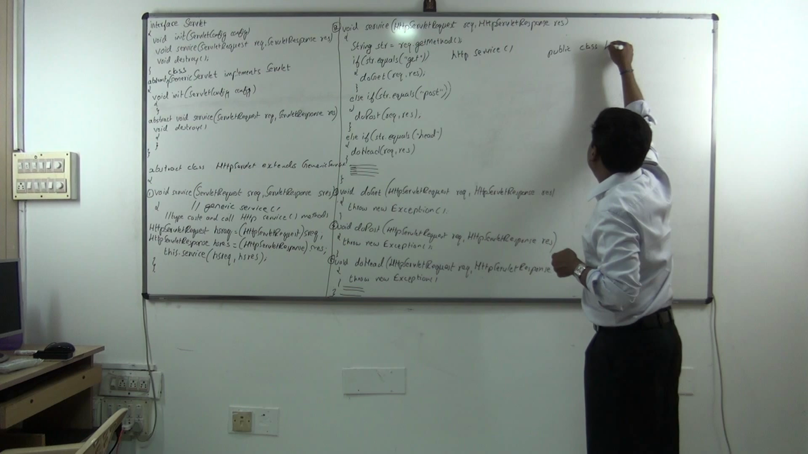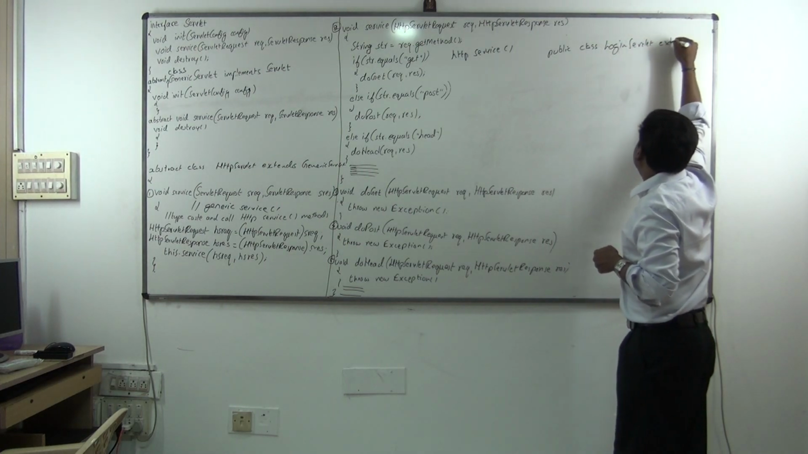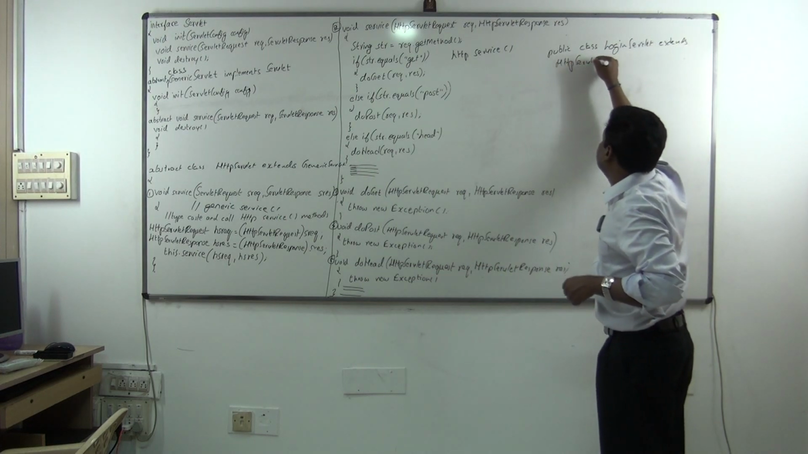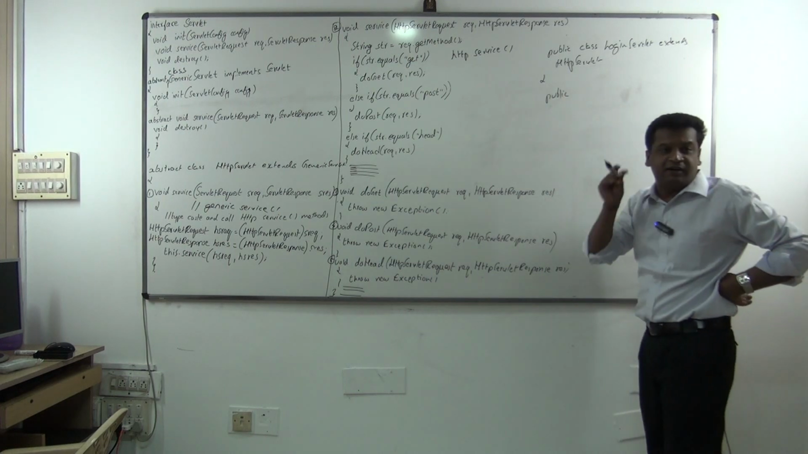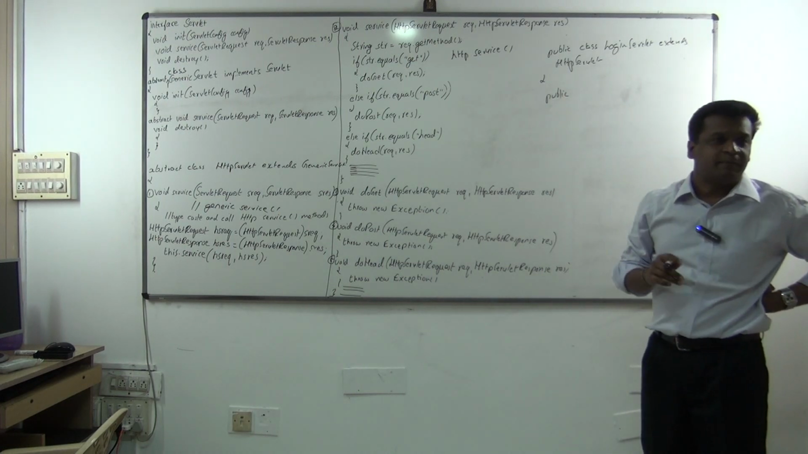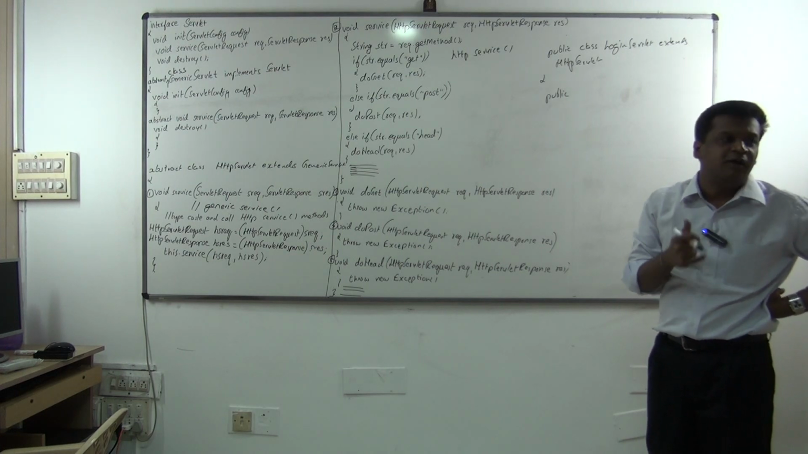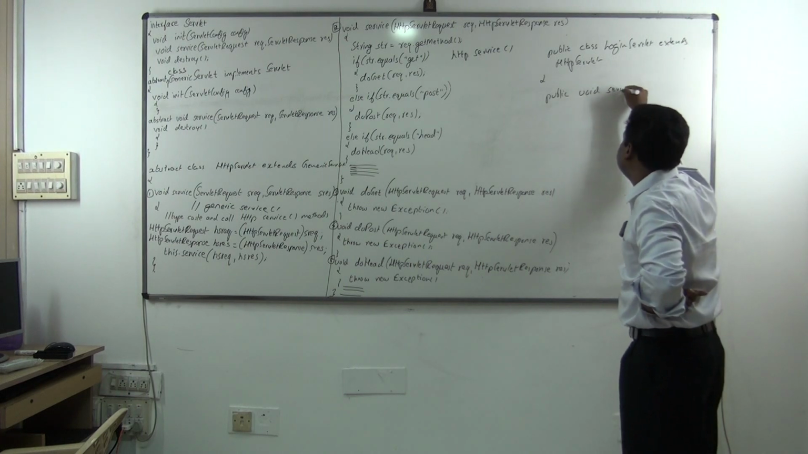Public class LoginServlet extends HttpServlet. So you override the HttpServlet service method. Answer is that. Don't tell I'll override service. What is the answer you have to tell? I'll override HttpServlet service method. Terminologies. Understood? So you'll override public void service.